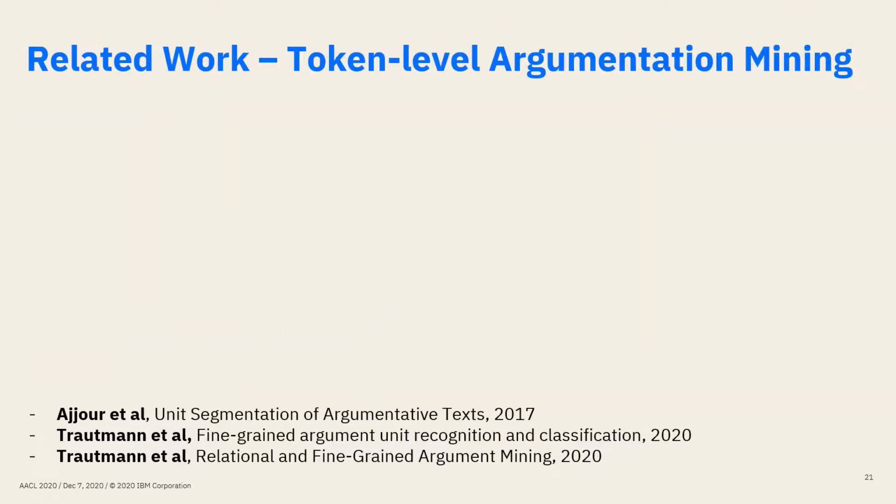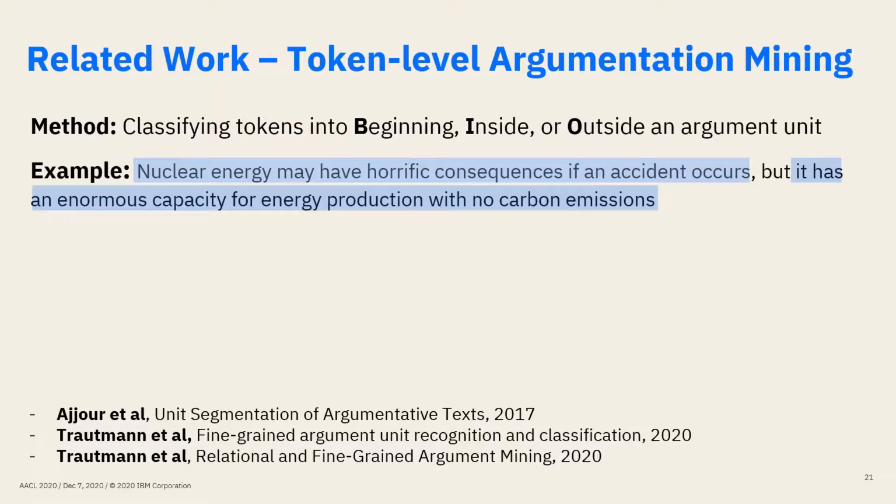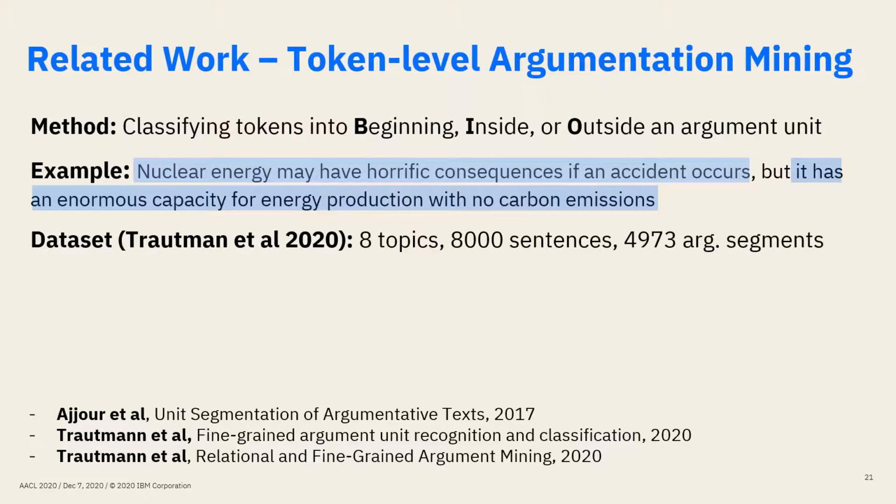In our argument mining solution, we use the sentence level classifier for determining whether a sentence is a relevant argument. Another approach is based on token level classifiers, where the tokens are classified into beginning, inside or outside an argument unit. In this example, the words nuclear and eat are labeled as beginning, bat is outside, and the other tokens are inside. The largest dataset in this context was recently published by Trautmann et al.